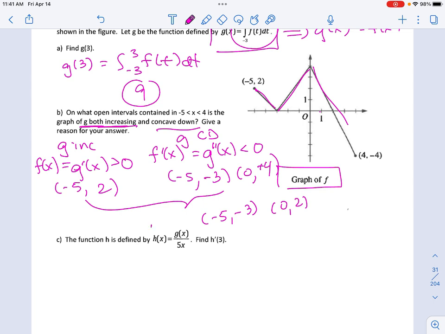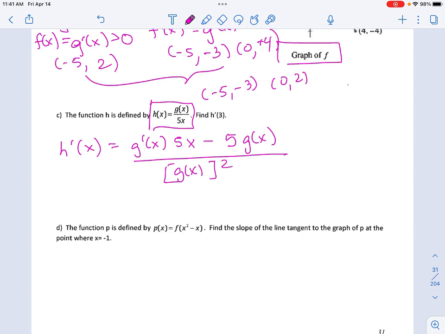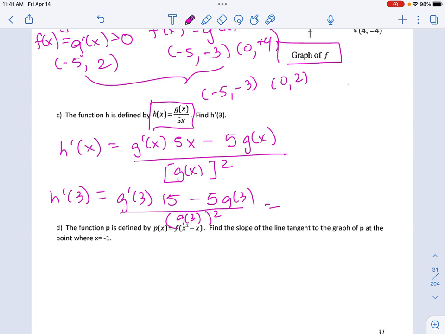Okay, part C. H of x is the quotient of g divided by 5x. I need to find the derivative. So step one, we are going to use the quotient rule. Derivative of the top times the bottom minus the derivative of the bottom times the top, all over denominator squared. And then I will plug in the 3. So I need g prime of 3 times 15 minus 5 times g of 3, all over g of 3 quantity squared. And let's grab my numbers.